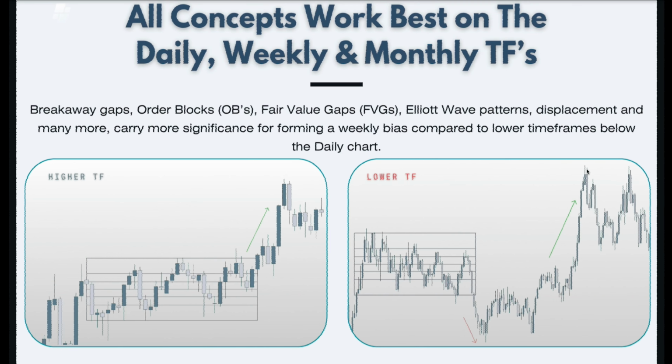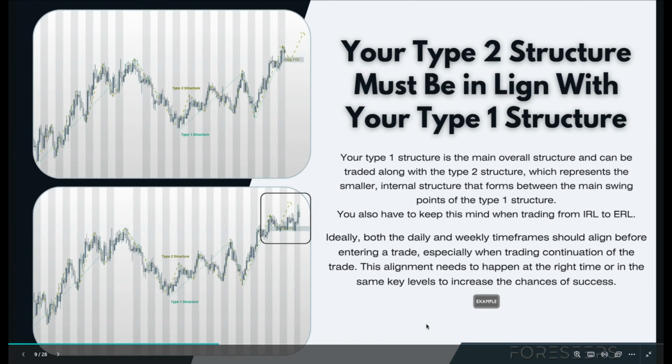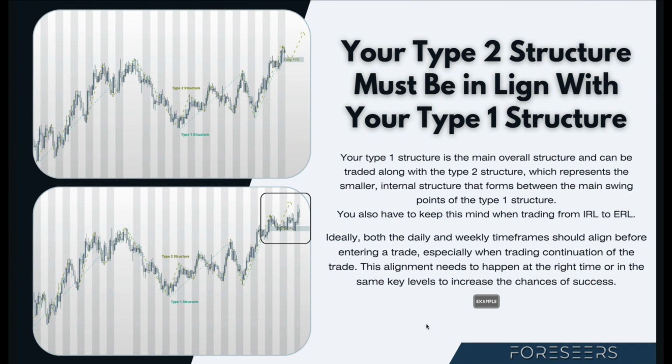All right, moving on. Your type 2 structure must be in line with your type 1 structure. Your type 1 structure is the main overall structure and can be traded along with the type 2 structure, which represents the smaller internal structure that forms between the main swing points of the type 1 structure. You also have to keep this in mind when trading from IRL to ERL.